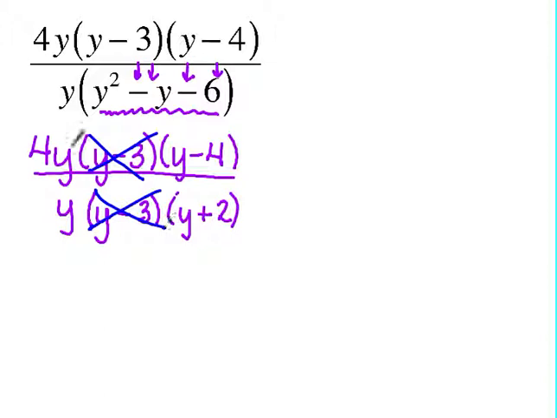The y's. Yep, there's a y here. So I can cancel those. Now when I cancel those, that doesn't become 3y. Okay? This is 4 times y. On the bottom, it's 1 times y. So you can't cancel that and make that 3. All you do is cancel the y's and you leave the 4 there.